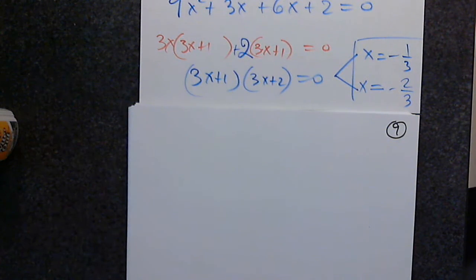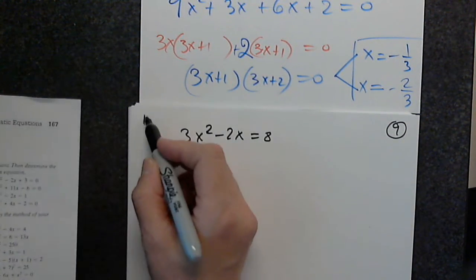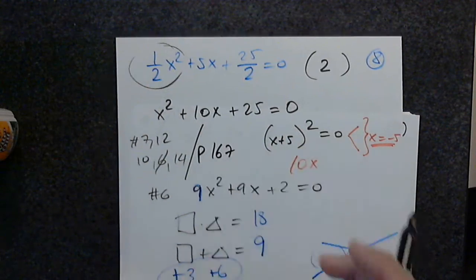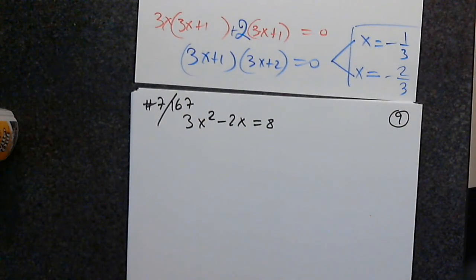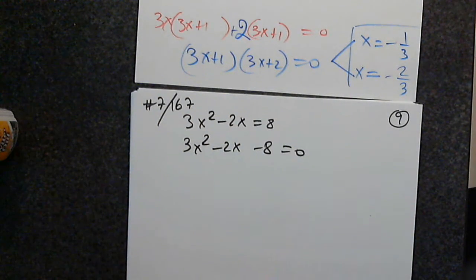3x squared minus 2x equals 8 on page 167. So they're all from page 167. Okay, ready? What do we do? Yes, we move 8. It's quadratic. We have to have 0 on one side. Perfect. So 3x squared minus 2x minus 8 equals 0.